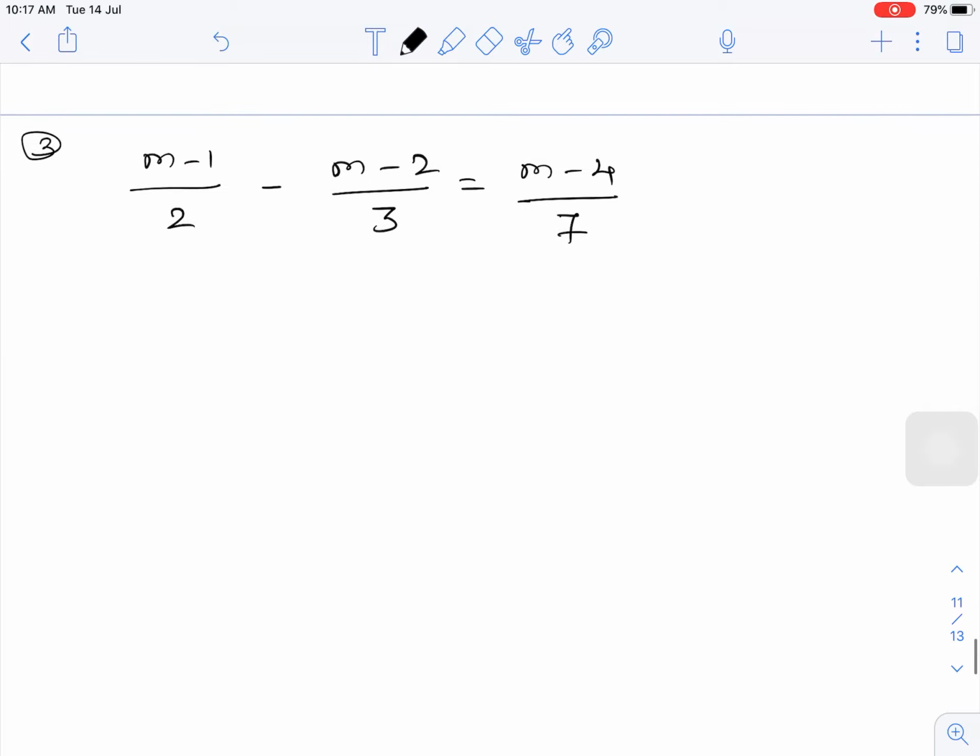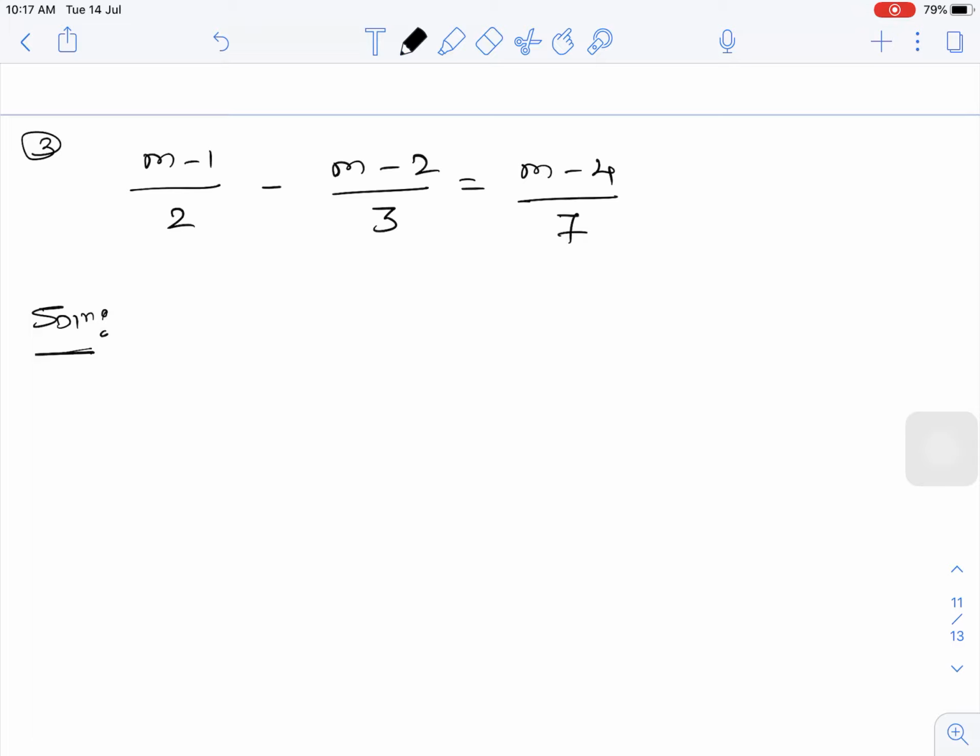Now suppose we have our third example in this way. Here it can be seen, how many terms are there on LHS? This is the first term, this is the second term, both having the variable m, and on RHS also we have one term which also consists of the variable m. So our first step is that whichever terms have the variable m, we will bring all those terms to the same side. Already these two are on LHS, we will bring this one also to LHS.